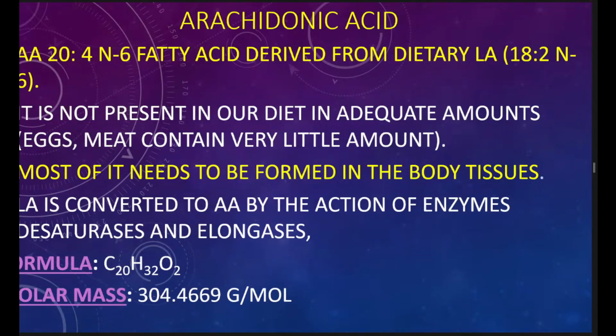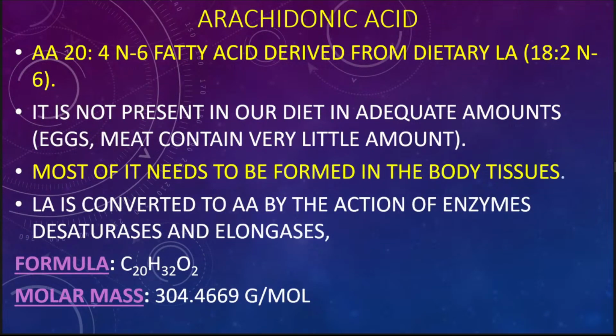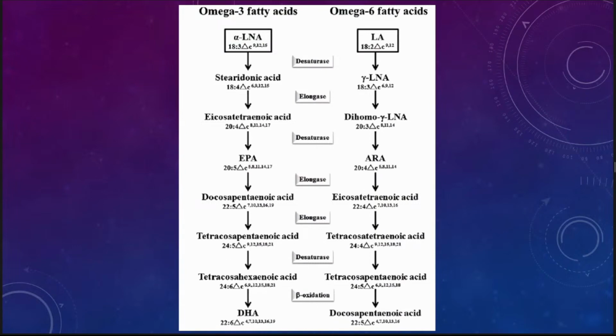And this conversion of LA to AA occurs by the action of several enzymes. Most of the important enzymes are delta 6 and delta 5 desaturases, and then there are also elongases. So when you look at the biochemistry, linoleic acid is converted to gamma linoleic acid by delta 6 desaturase. Then it is elongated to form dihomo gamma linoleic acid, DGLA, which is 20 carbon, 3 double bonds. Then DGLA is converted to arachidonic acid by delta 5 desaturase into 20:4, which is arachidonic acid, whose molecular weight is only 305. This is the pathway I am showing you here.